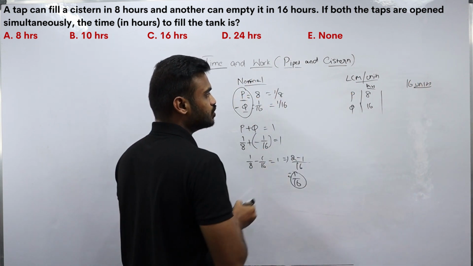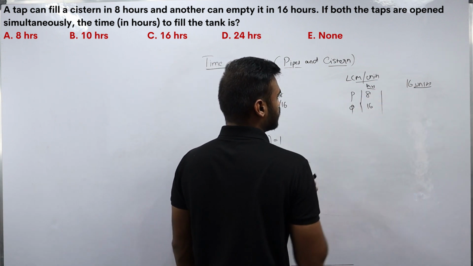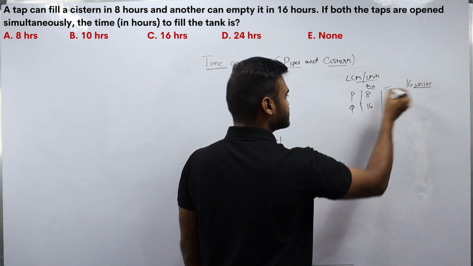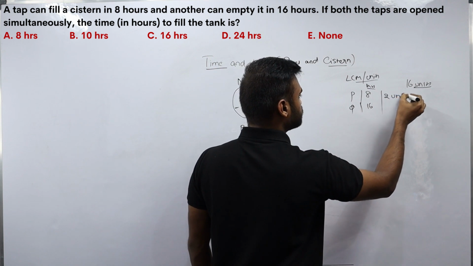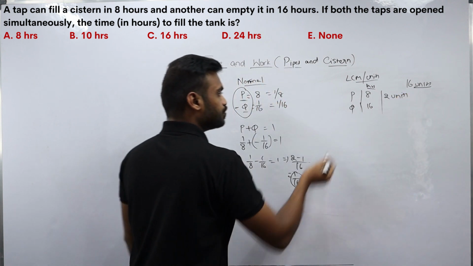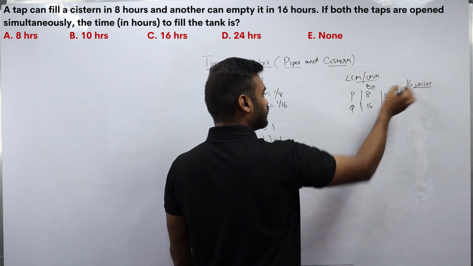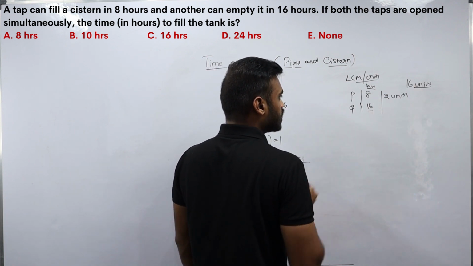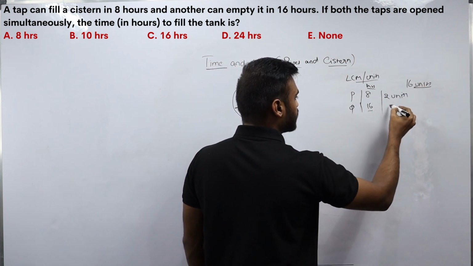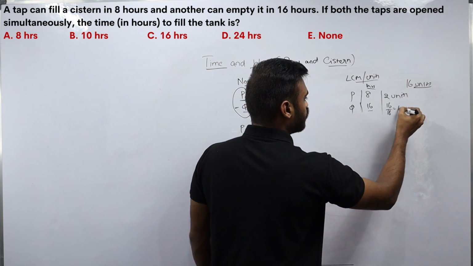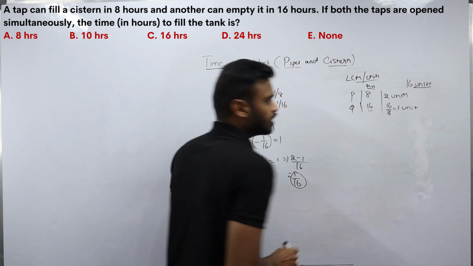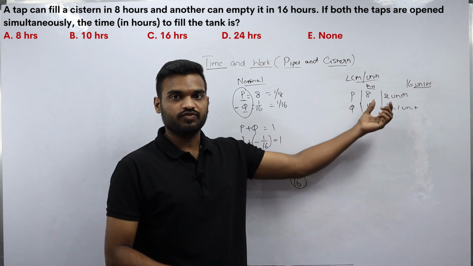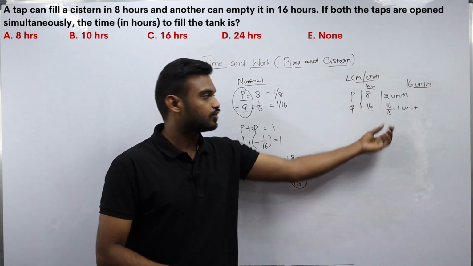So P is doing 16 units of work in 8 hours. So per hour P is completing 16 by 8, that is 2 units of work. Okay, and also Q is completing 16 units of work in 16 hours. So per hour Q is completing 16 by 16, that is 1 unit of work. Okay, per hour P is completing 2 units of work and per hour Q is removing 1 unit of work.